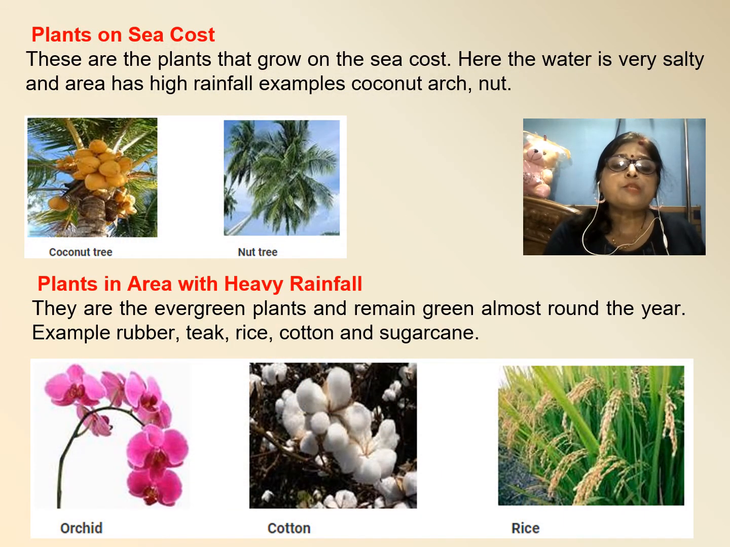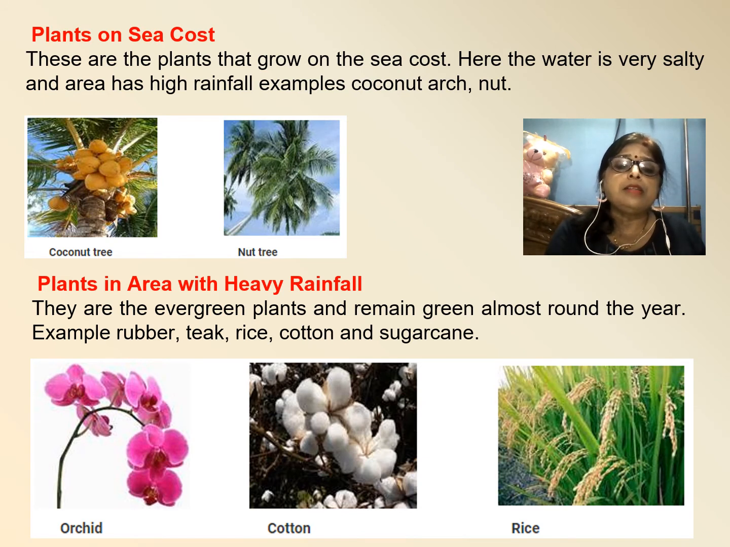I'm going to explain some extra topics of such types of plants for your special knowledge. You read these topics and enhance your knowledge. The topic is plants on the sea coast. These are the plants that grow on the sea coast. Here the water is very salty, meaning salts are present in the water. The area has high rainfall. Examples of such plants are coconut and areca nut tree.